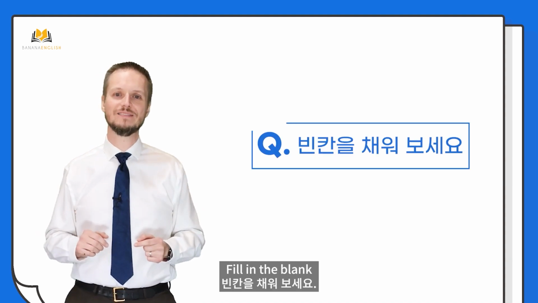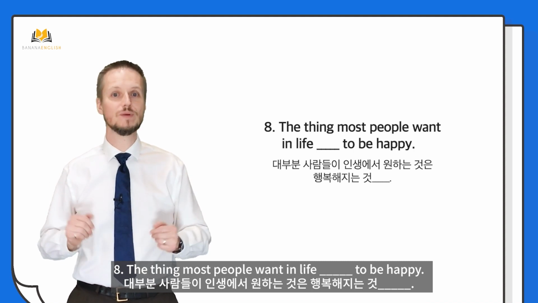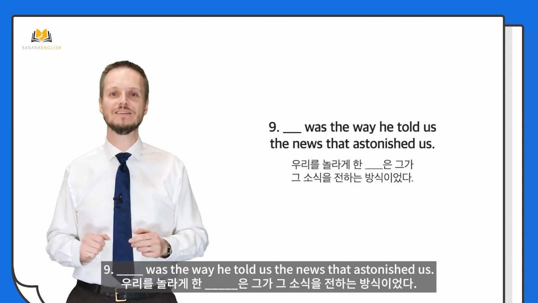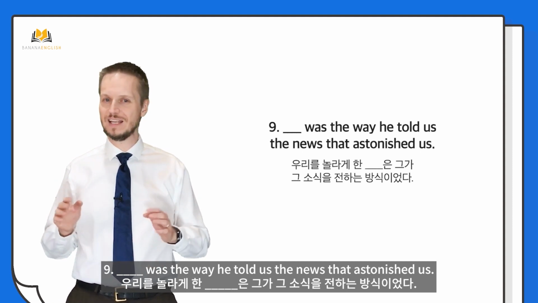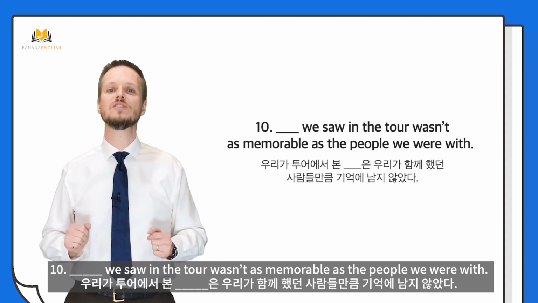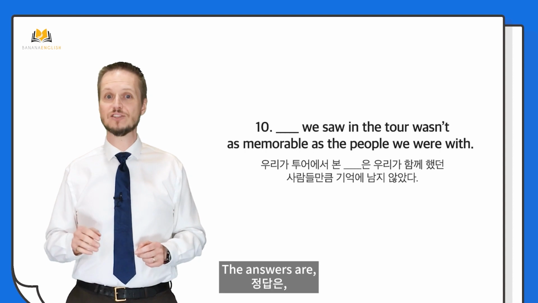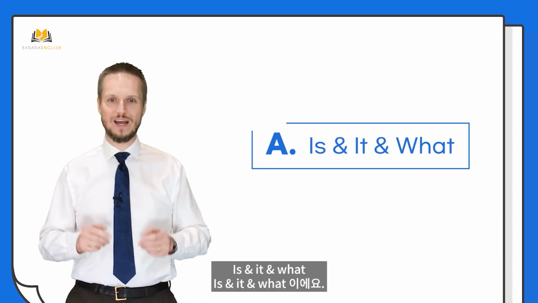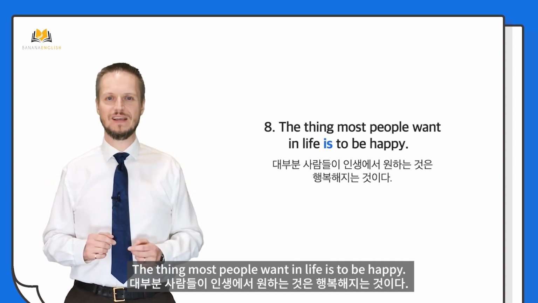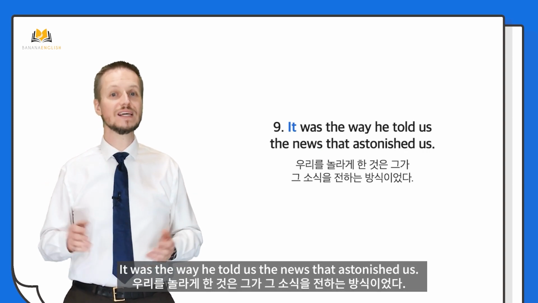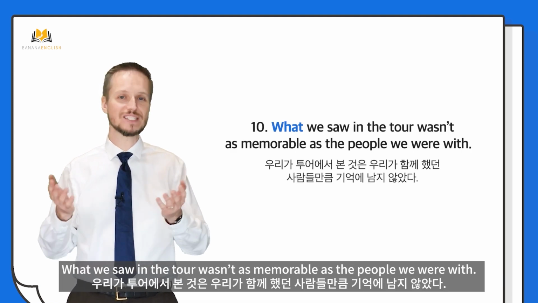Fill in the blank. 8. The thing most people want in life ___ to be happy. 9. ___ was the way he told us the news that astonished us. 10. ___ we saw on the tour wasn't as memorable as the people we were with. The answers are is, it, and what. The thing most people want in life is to be happy. It was the way he told us the news that astonished us. What we saw on the tour wasn't as memorable as the people we were with.